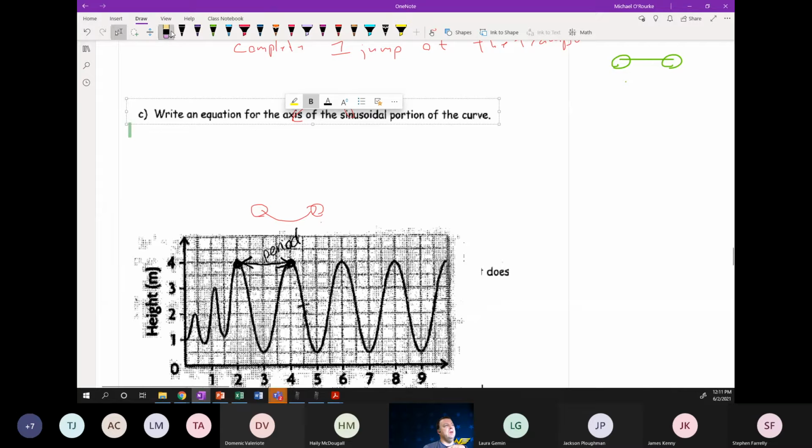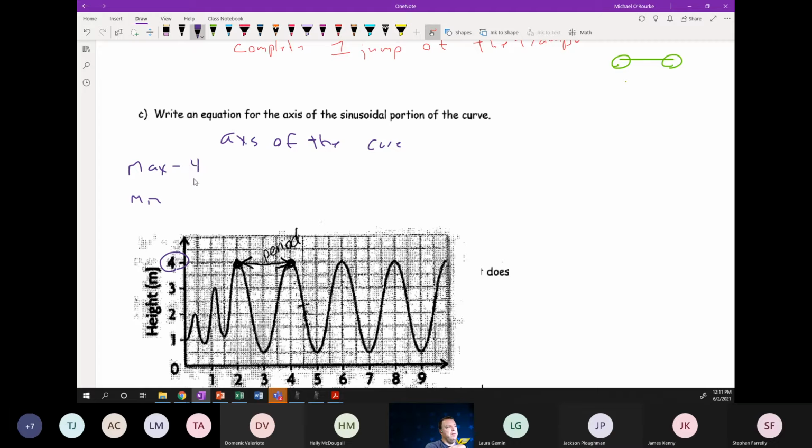Now it says write the equation of the axis of the curve. What's my axis of the curve? Okay. So for this, we need our max and our min. Our max here is 4. Our minimum value is 0.5.